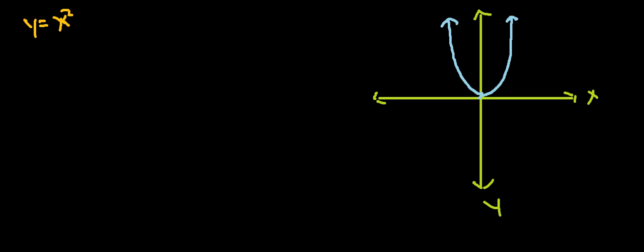So actually, let me draw a really small graph. Actually, I'll worry about that later. Let's just worry about this one for now. So we say that this is symmetrical with respect to the y-axis, not the x-axis. Because if we were to put a mirror right here, it would reflect to the other side. That is what the definition of symmetry is.